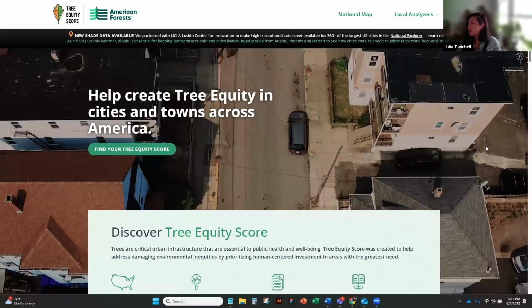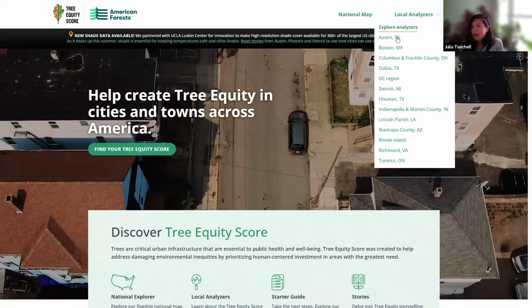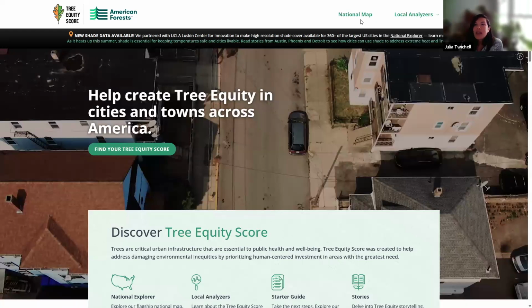Okay, so when you first navigate to Tree Equity Score, this is treeequityscore.org, you have 2 different choices. Like I said, you have our national map where we have all of the major cities represented with shade cover at the neighborhood level, and you have the local analyzers for Austin, Detroit, and Maricopa County. So for those of you here from those areas, that's where you're going to look for more detailed shade. We're going to start with our national map.